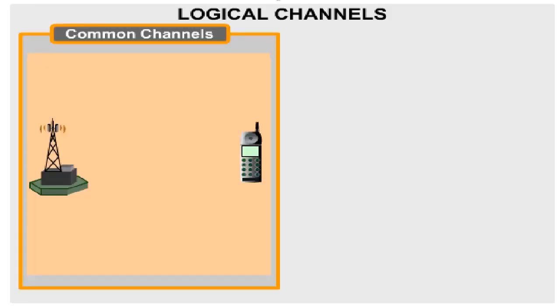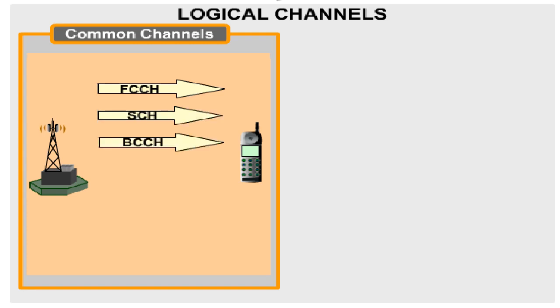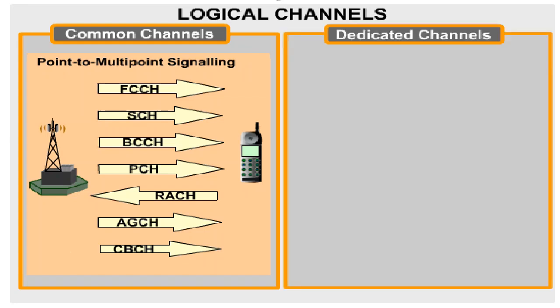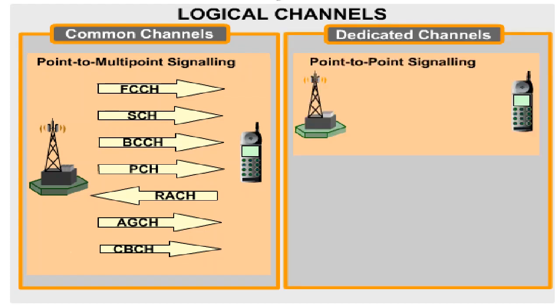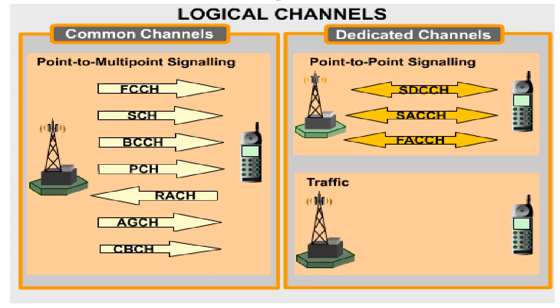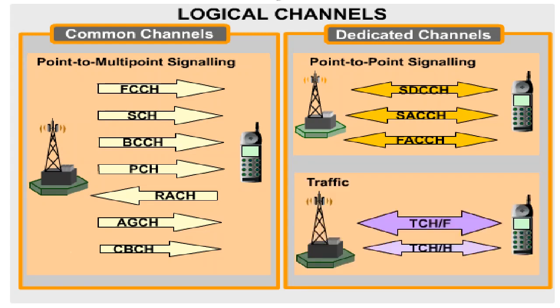Let's sum up what we just learned about the classification of logical channels. Common channels include FCCH, SCH, BCCH, PCH, RACH, AGCH and finally CBCH. All contain point-to-multipoint signaling information. Dedicated channels contain point-to-point signaling, such as SDCCH, SACCH and FACCH, or traffic, such as TCHF and TCHH.